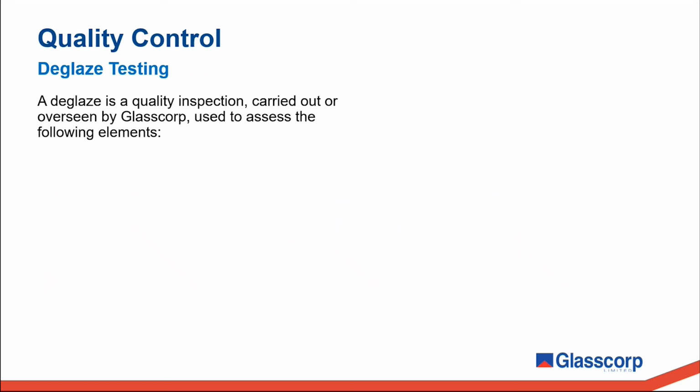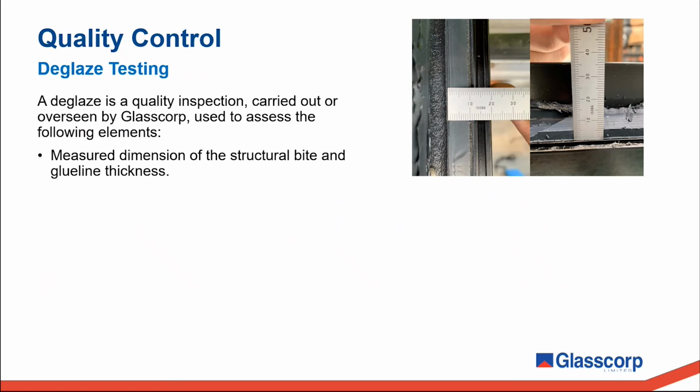Deglaze tests are a method of quality inspection used to confirm sealant adhesion, joint fill, and quality on actual structurally glazed production units. The important elements that are assessed in a deglaze test include the following. The dimension of the structural bite and glue line thickness is checked to ensure that it matches the approved dimensions in the print review.